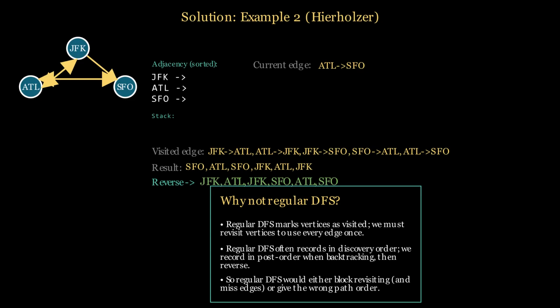How is this different from regular DFS? Regular DFS marks vertices as visited, so we would never revisit a vertex. But here we must use every edge once, so we have to revisit vertices like JFK. Also, regular DFS usually records in discovery order. Here we record in post order when we backtrack, then reverse. So regular DFS would either block revisiting and miss edges, or give the wrong path order.